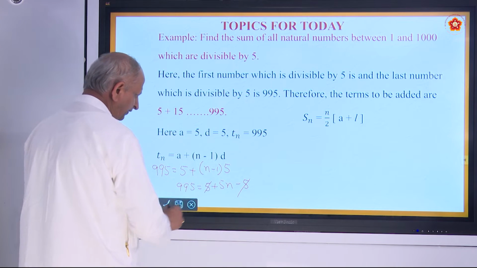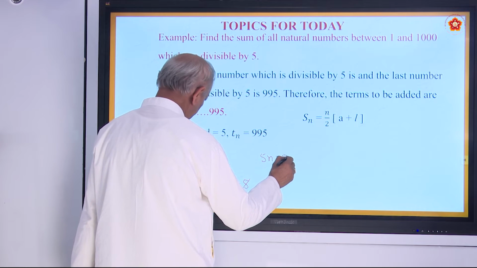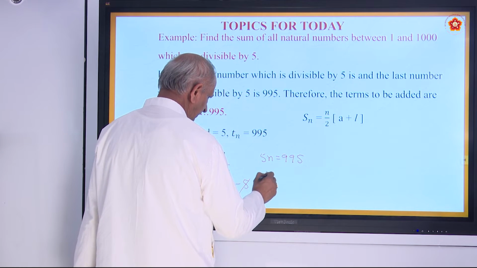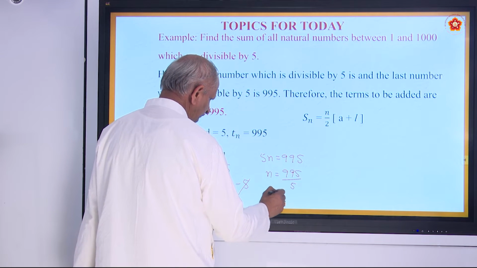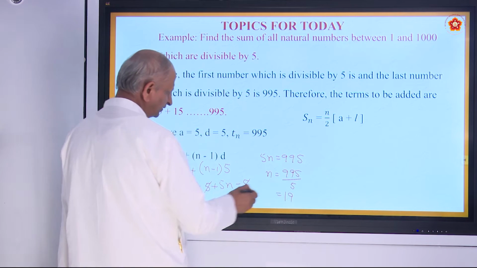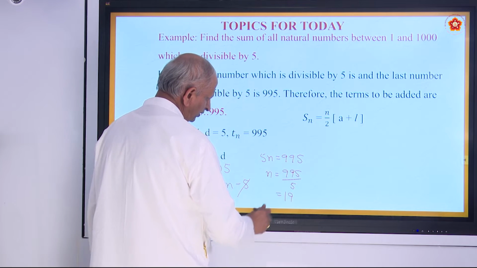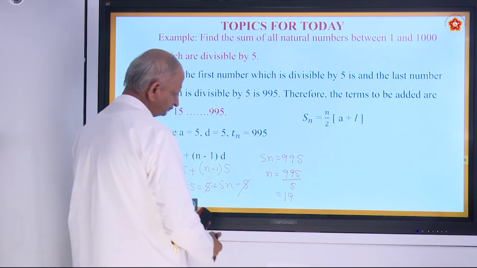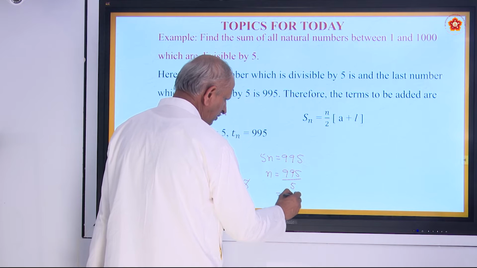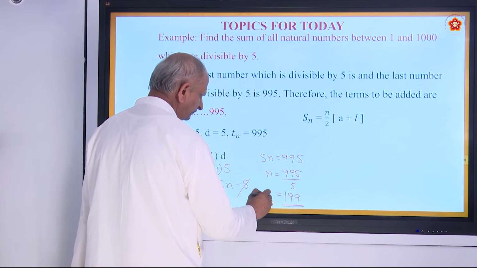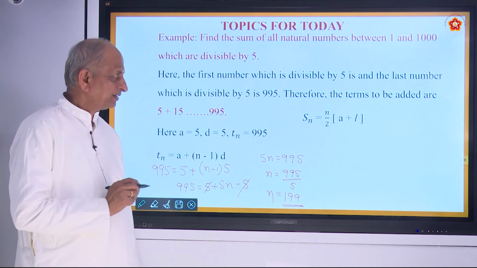So plus 5 minus 5 cancels. So 5n is equal to 995, n is equal to 995 by 5, that is 199. That means 199 multiples of 5 will be there below 1000.